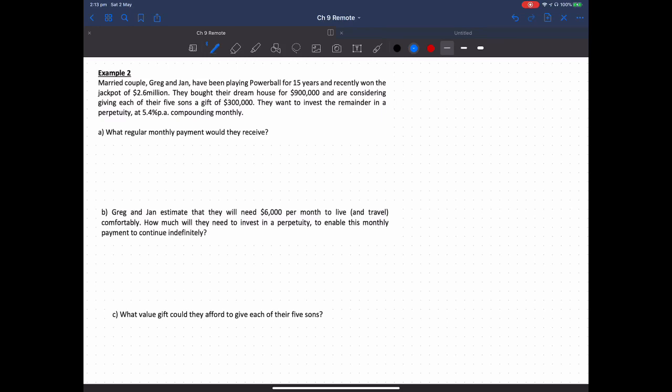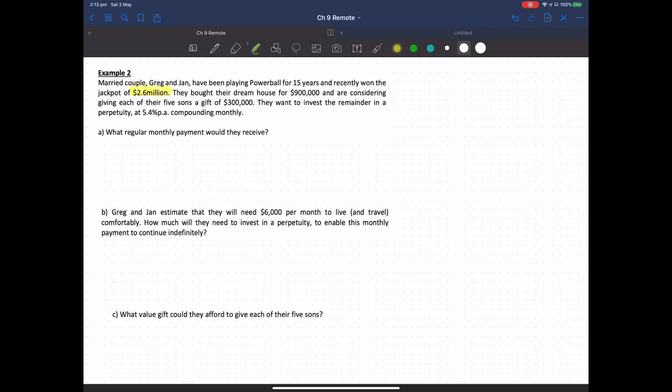In this example, we have a multi-step problem. So the important thing is to identify the information that we've been given. We're told a married couple, Greg and Jan, have been playing Powerball for 15 years and recently won the jackpot of $2.6 million. So we have the $2.6 million.